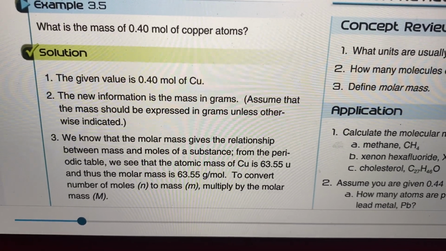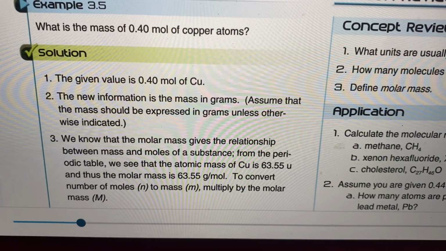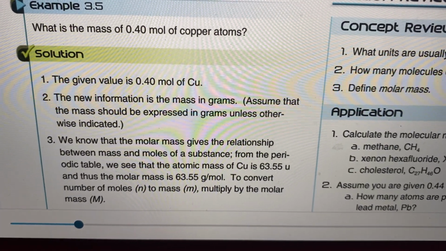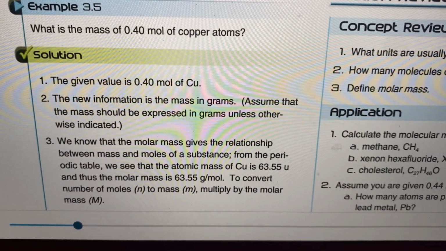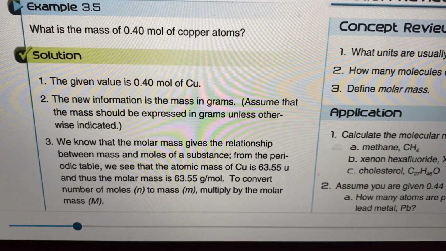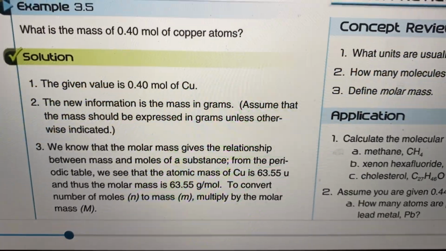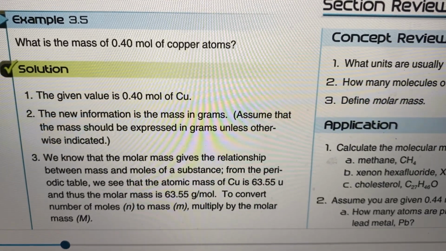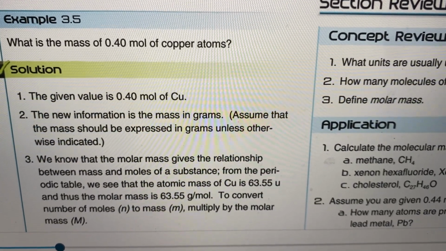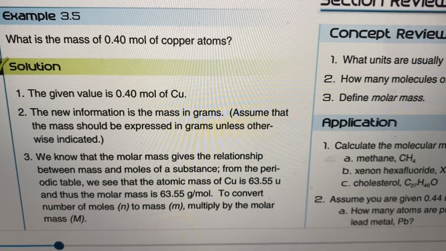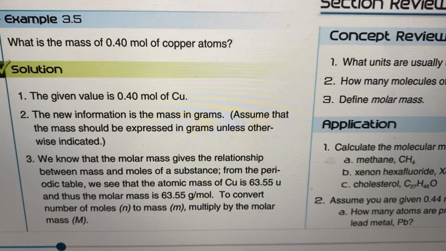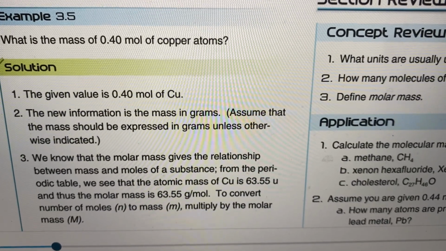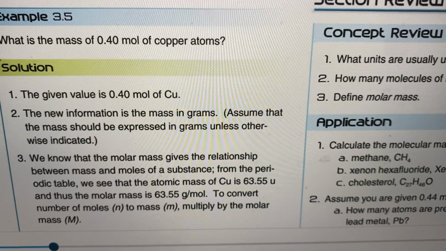Number 3 says we know that the molar mass gives the relationship between mass and moles of a substance. From the periodic table, we find out what the atomic mass is. So what's the atomic mass of copper? Look on your table and you'll see the atomic mass is 63.55 units. And thus, the molar mass is going to be 63.55 grams.